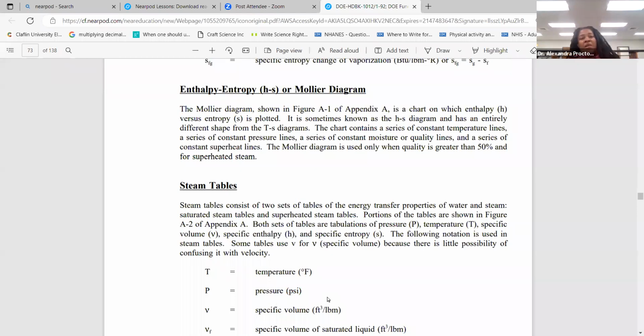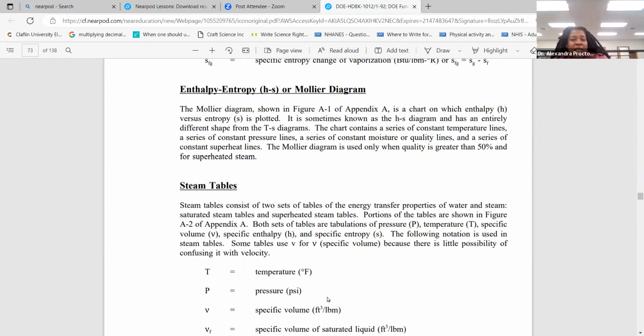And then they get to the Mollier diagram, which is an enthalpy entropy diagram. And this is shown in figure A1 of Appendix A. So you can go to that appendix in the back of your text. And this is a chart of enthalpy versus entropy.